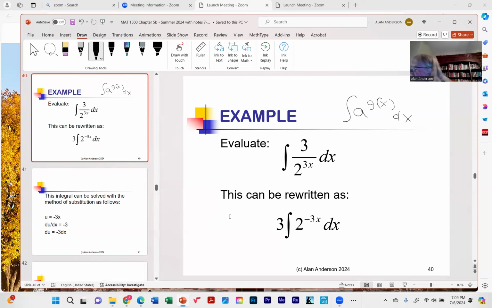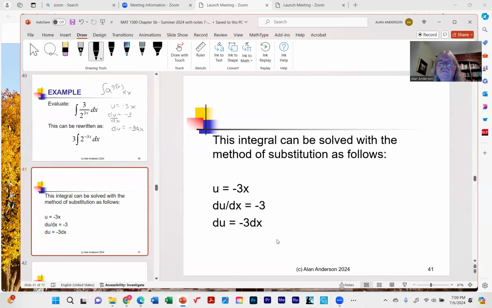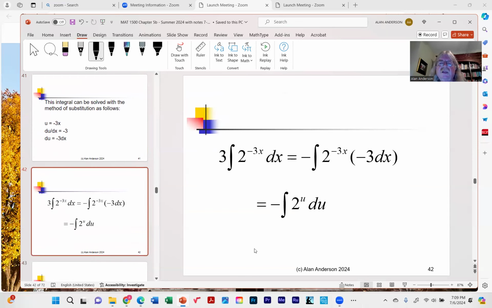Let u equal negative 3x. Then du dx is minus 3. Du is minus 3 dx. So what does that leave us with? We've decided that u is minus 3x, and therefore du, as we've seen, is minus 3 dx.